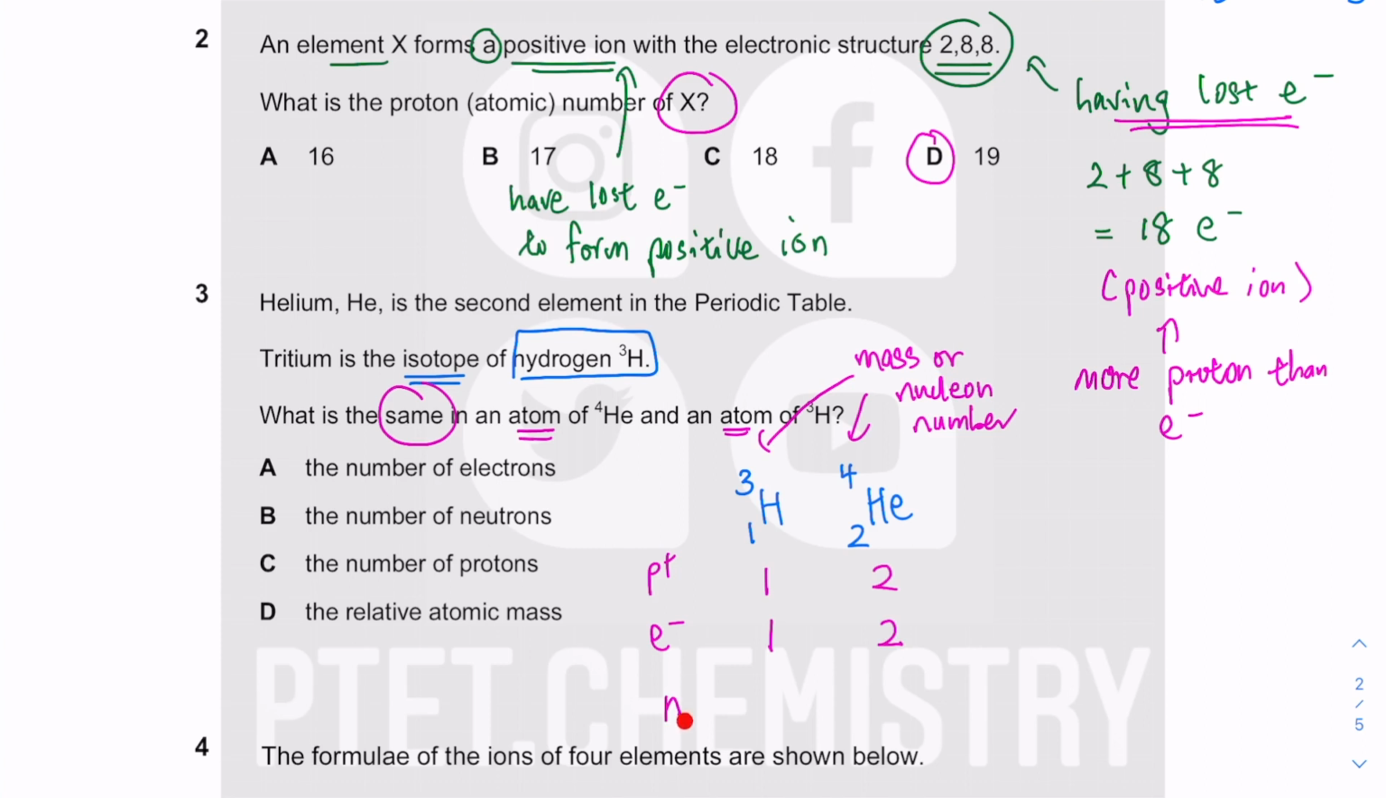The number of neutrons is going to be the nucleon number minus the proton number. So it's 3 minus 1, 2. It's 4 minus 2, 2. So what is the same? The number of protons is different, the number of electrons is different, the number of neutrons is the same. So the number of neutrons is the same for both the helium-4 atom and the hydrogen-3 atom.